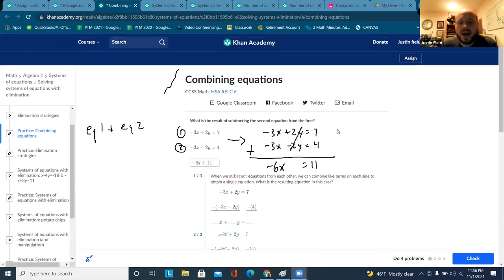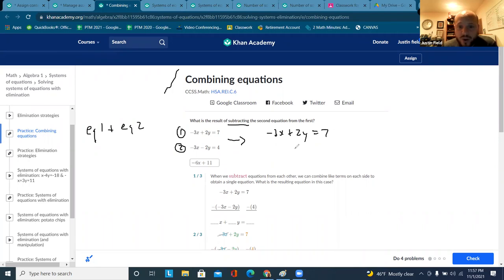Oh, they said subtract. Okay, so let's just go ahead and subtract. I had my little pity party for a second there, but I'm going to be okay. You really have to read the directions, guys. It says subtract. This is a great time to tell you that we can also subtract the two equations. So what does that look like?